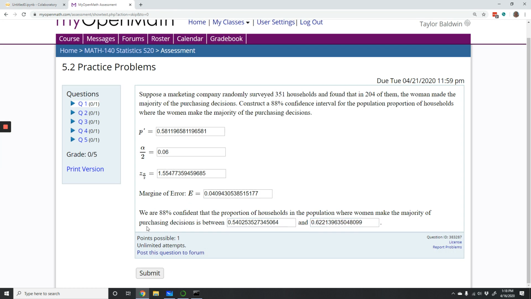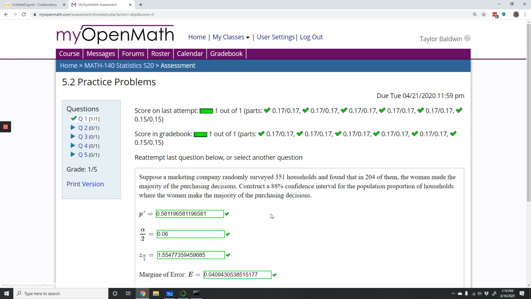Okay, so we are 88% confident that the proportion of households in the population where women make the majority of the purchasing decisions is somewhere between 0.54 and 0.62, or as a decimal, or I'm sorry, as a percentage, somewhere between 54% and 62% of households. That's the percent of households where the women make the majority of purchasing decisions. We're 88% confident that the true population proportion is somewhere between 54% and 62%. Okay, so submit, and we have it.